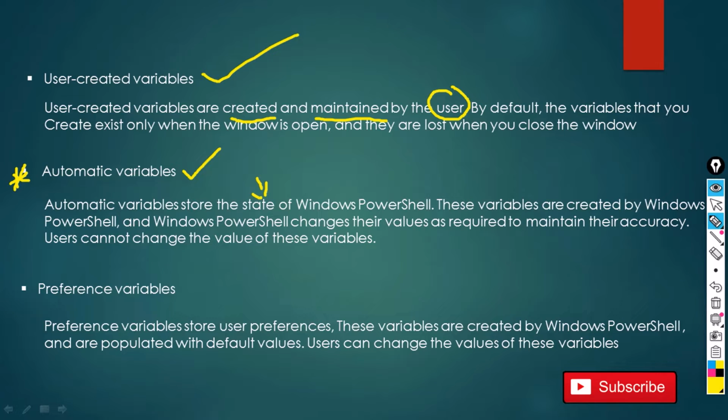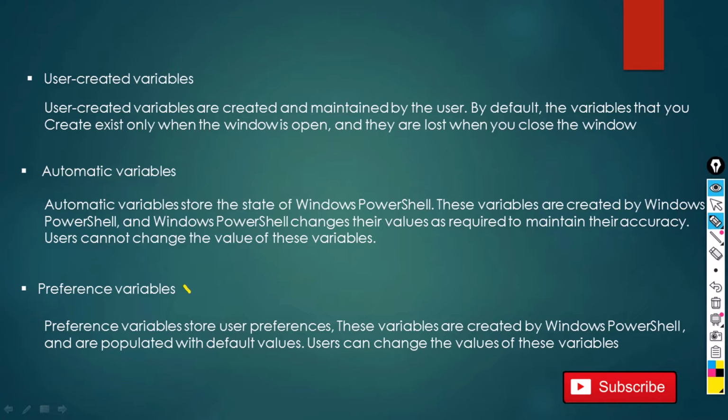These are created and maintained by Windows PowerShell itself to maintain their accuracy, and users cannot change the variable values. Those are the automatic variables for you.